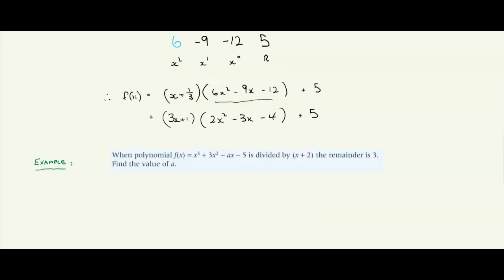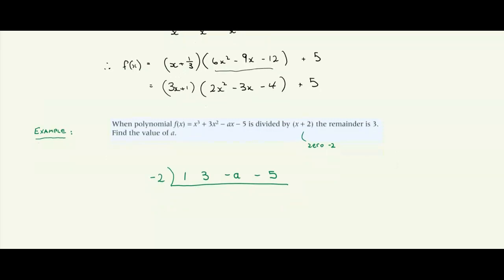All right, next example, we've got a polynomial and we're dividing by x plus 2. Right, our 0 here is equal to negative 2. So negative 2 is in this slot. Right, I'm dividing x cubed plus 3x squared, minus a, minus 5. 4 terms, 1, 2, 3, 4. All my signs are in place, and I've got this unknown coefficient in here.